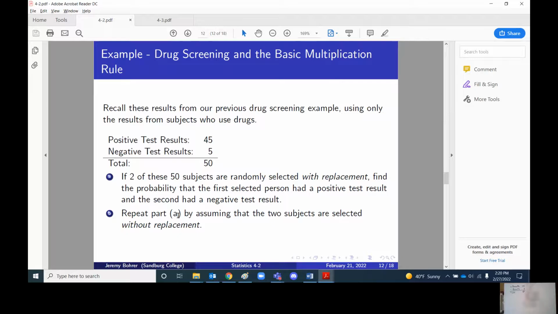Okay, so recall from the results of our previous drug screening example, using only the results from the subjects who use drugs. If 2 of these 50 subjects are randomly selected with replacement, find the probability that the first selected person had a positive test result and the second had a negative test result. This is with replacement. So a positive test result occurs 45 out of 50 times, and a negative test result occurs 5 out of 50 times.